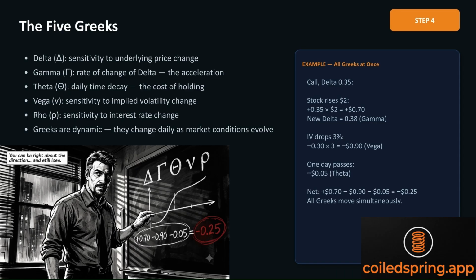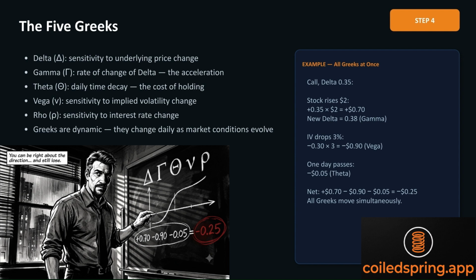Now, the critical point that ties all five together: the Greeks are dynamic. They are not fixed numbers. They change every single day as the stock price moves, as time passes, as volatility shifts, as rates change. The delta you had yesterday is not the delta you have today. You need to monitor them continuously.